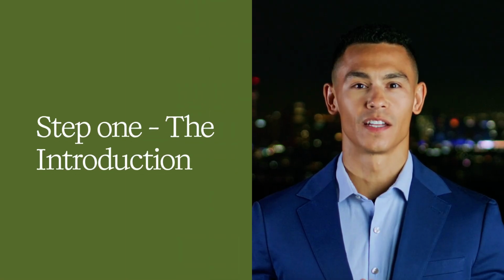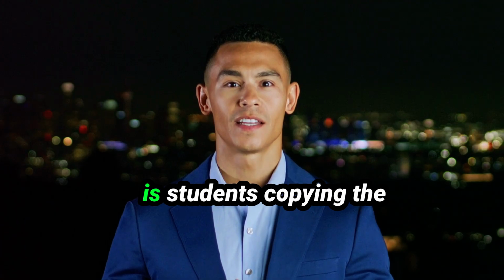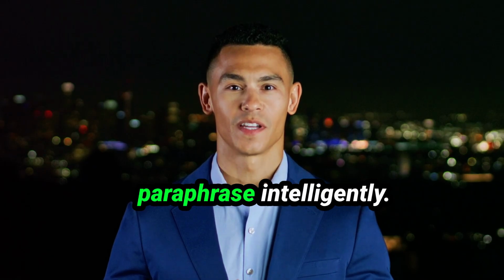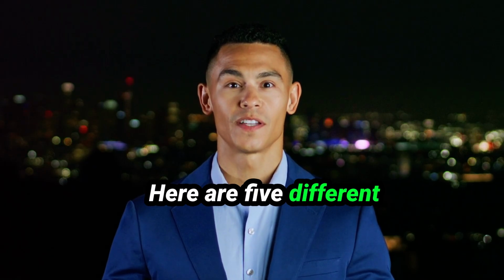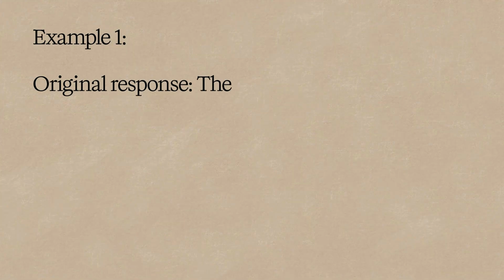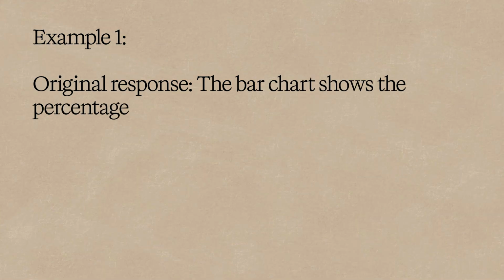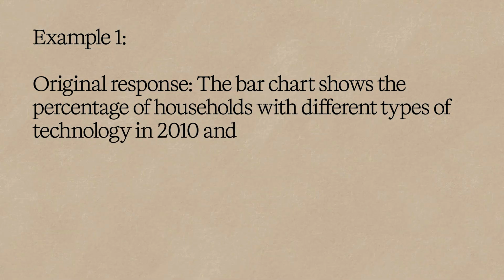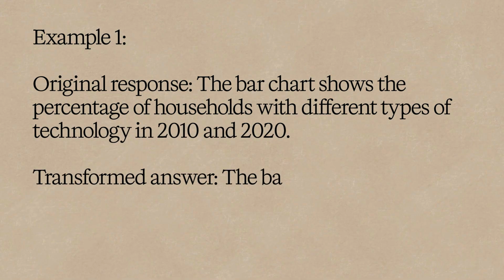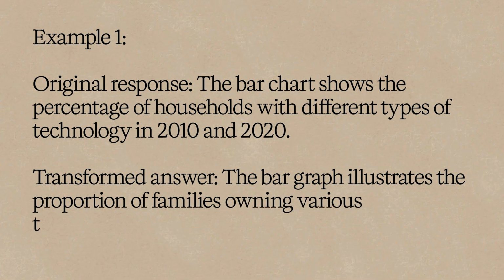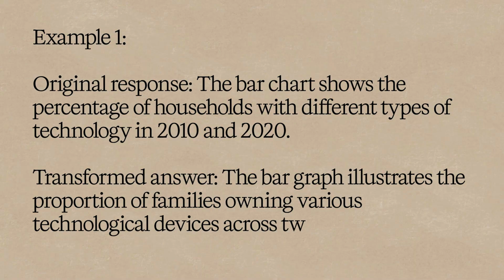Step 1. The introduction. The biggest mistake I see is students copying the question word for word. Instead, you need to paraphrase intelligently. Here are 5 different bar chart responses and their Band 9 transformed answers. Example 1. Original response: The bar chart shows the percentage of households with different types of technology in 2010 and 2020. Transformed answer: The bar graph illustrates the proportion of families owning various technological devices across 2 decades.